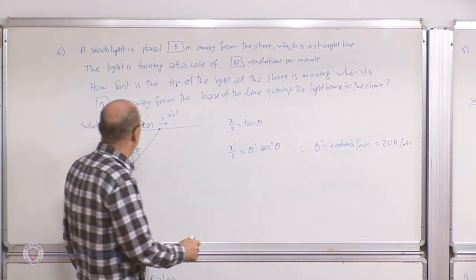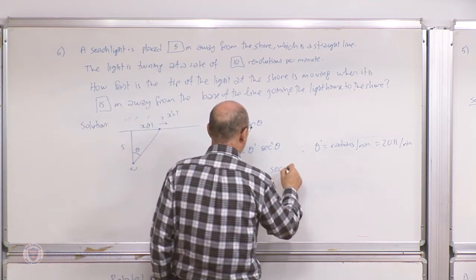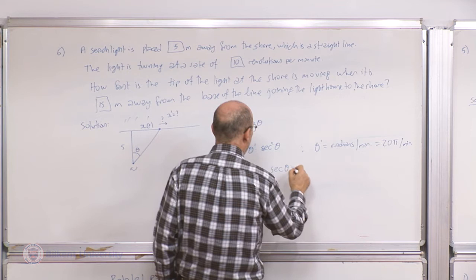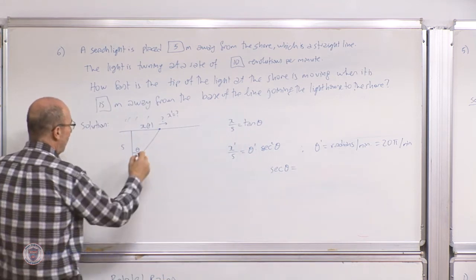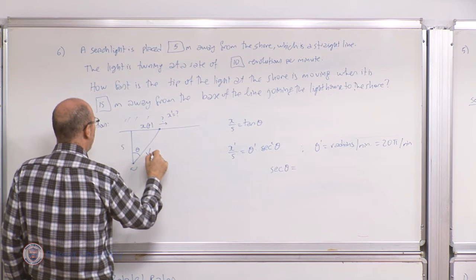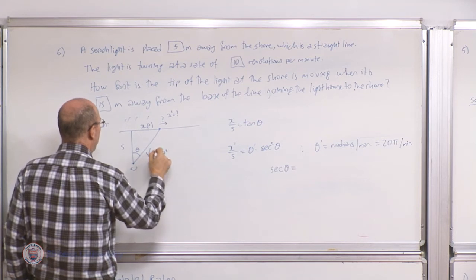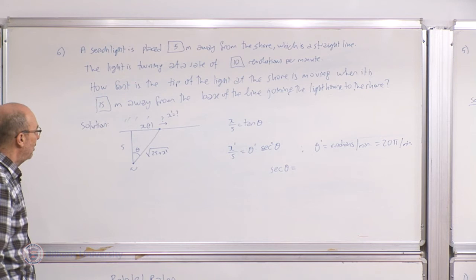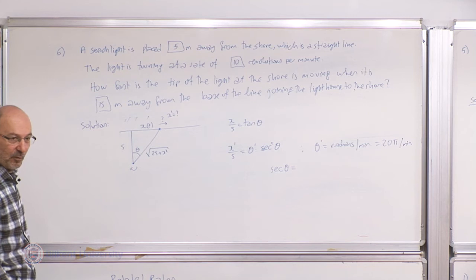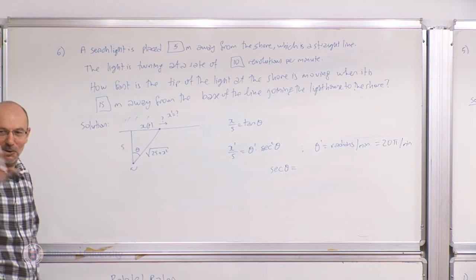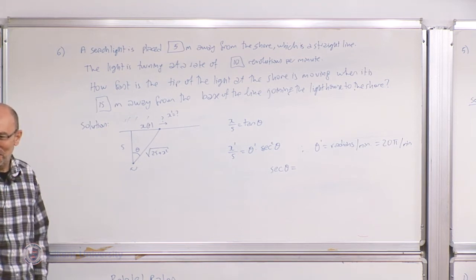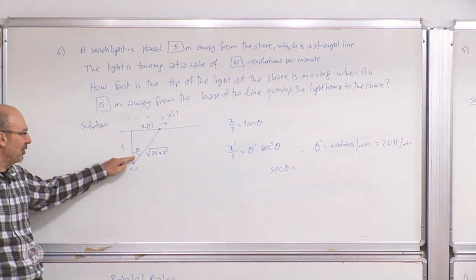Okay, so what is secant theta at that time? It is equal to, so I have to find this side, right? This is the square root of 25 plus x squared. And secant theta is 5 over this number. No, this number over 5. Which one? What is secant? What is the secant of an angle? Is everyone sleeping here on this side? What is secant of theta in this triangle?